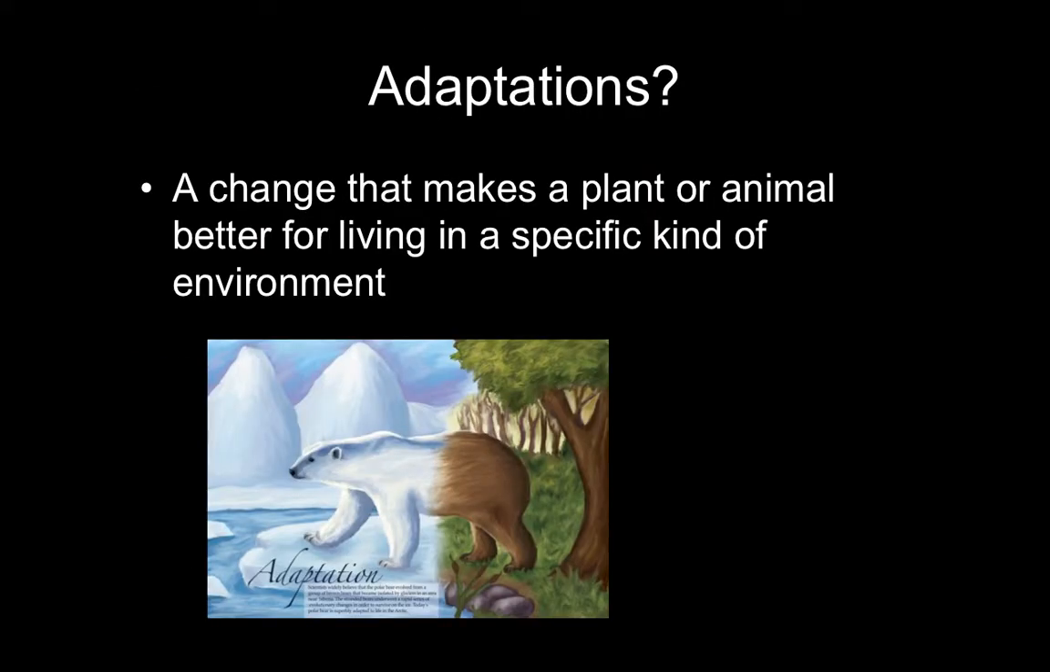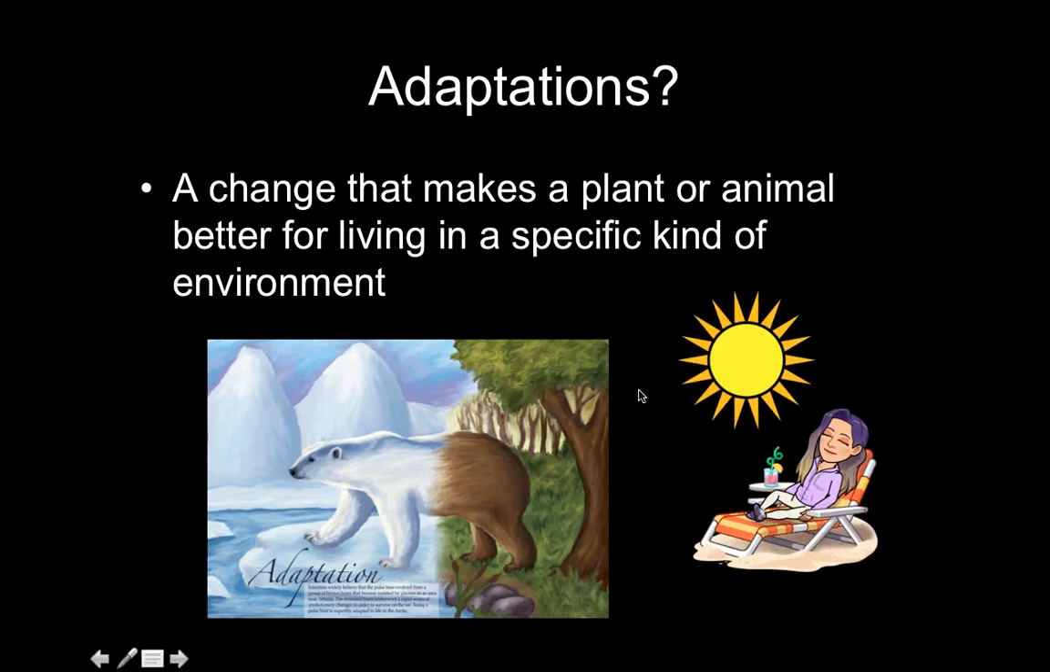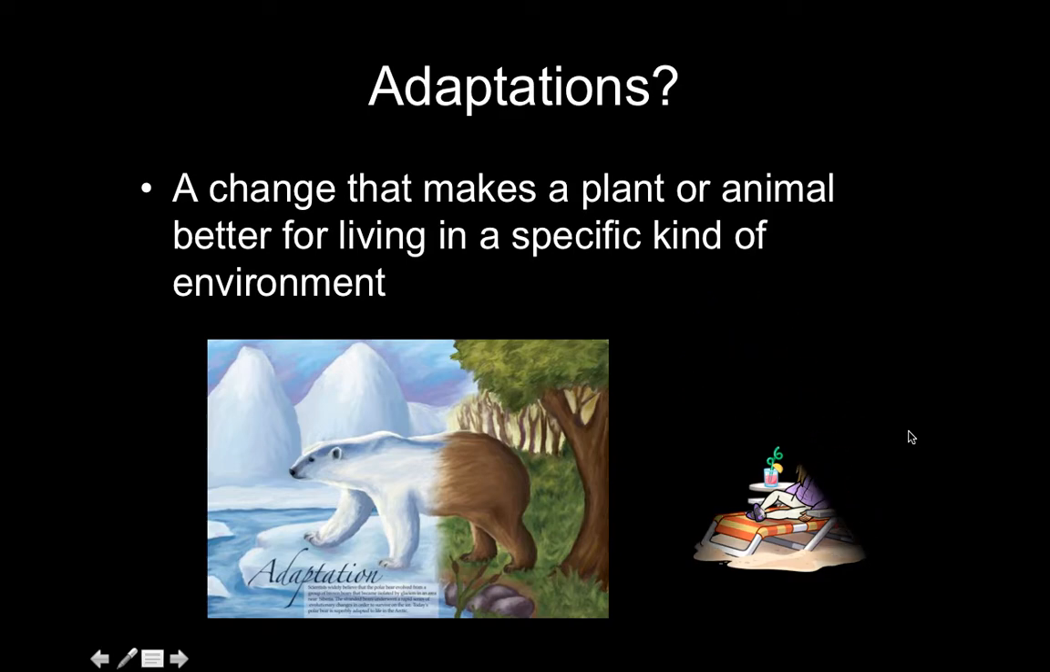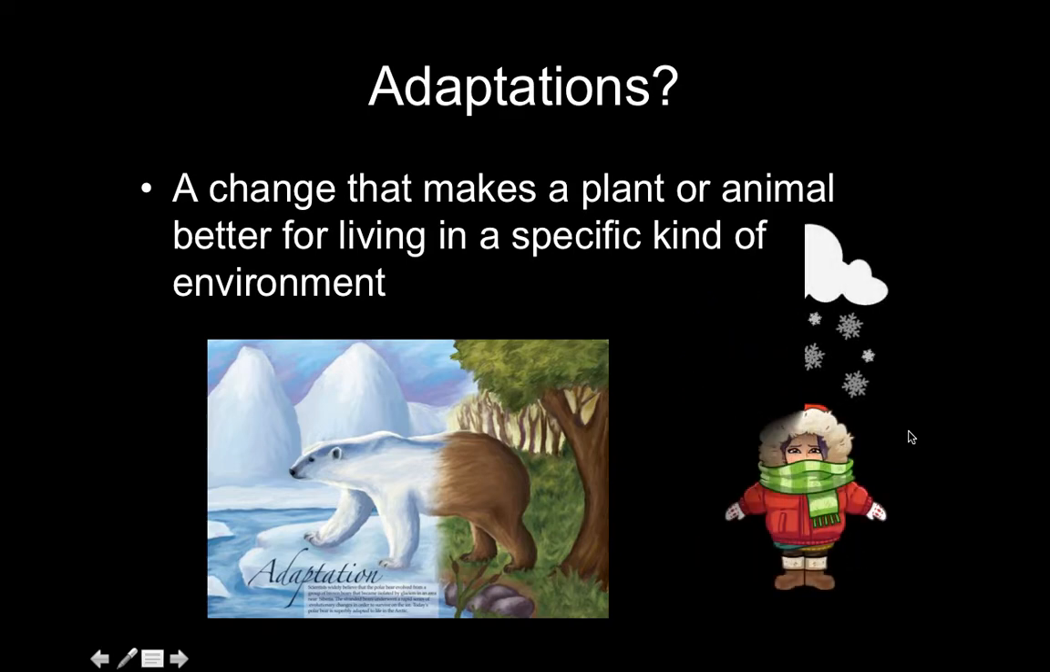What is an adaptation? An adaptation is a change that makes a plant or an animal better for living in a specific kind of environment. As we can see in the picture below, a polar bear is white because it helps it blend in with the snow in its environment. Miss Bocci adapts to her summer environment and then changes to adapt in the winter by wearing a coat to help with the cold weather.